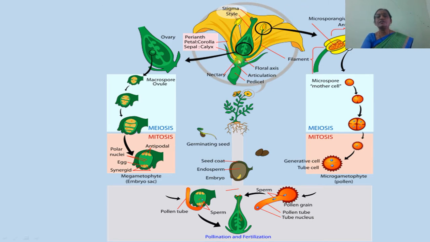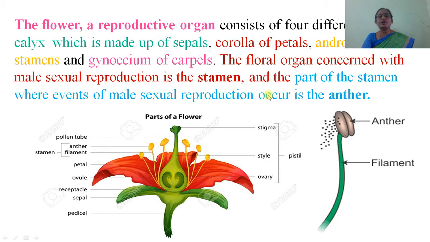It starts from the flower, which includes on one side the microsporangium or microsporogenesis process, and on the other side the megasporogenesis process. The flower is a reproductive organ consisting of 4 different whorls. Calyx is made up of sepals, corolla made up of petals, androecium is made up of stamens, and gynoecium is made up of carpels. The floral organ concerned with male sexual reproduction is the stamen, and the part of the stamen where the event of male sexual reproduction takes place is the anther.